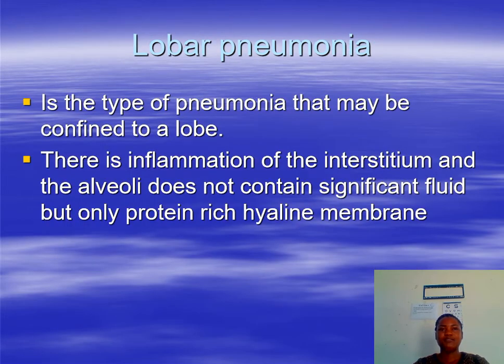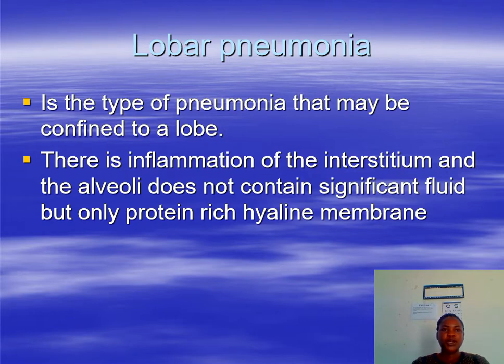Okay, so having looked at the first type, which is bronchial pneumonia, we come to the second type, which is lobar pneumonia. Just by the name itself, lobar pneumonia means that it's a type of pneumonia that may be confined to the lobe. So this is the inflammation of the alveoli, or rather the lobe.